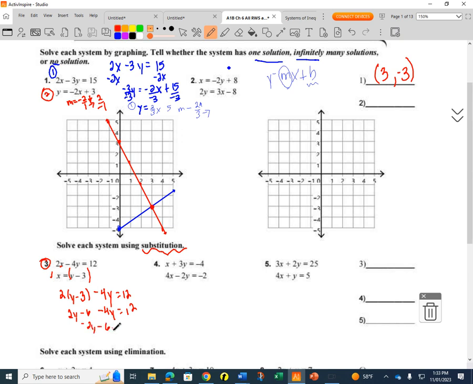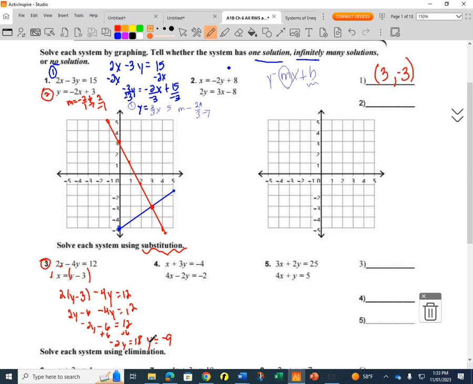Negative 2y minus 6 equals 12. And we're going to do what next? Add 6. Good. So now we have negative 2y equals 18. We're going to divide both sides by negative 2. And I'm going to cheat and put y equals negative 9 here without showing that step.